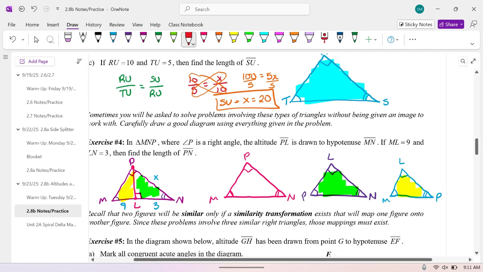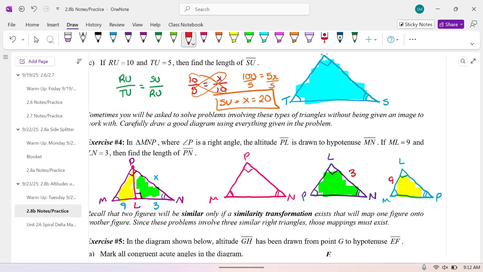So if I label everything with what I got, ML is 9. LN is 3. And they want us to find PN. So X. And then PN's also can be right here. So I just marked it everywhere I had it.